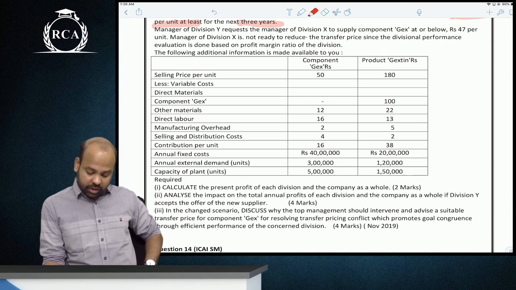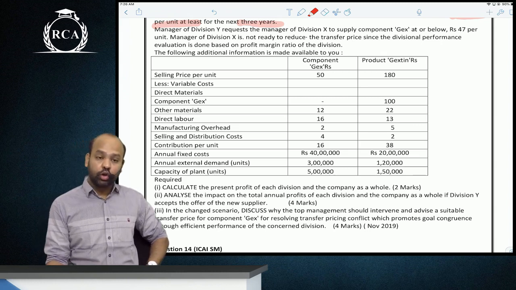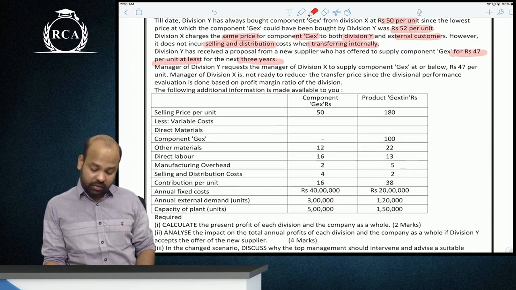In the changed scenario, discuss why the top management should intervene and advise a suitable transfer price for component GX for resolving the transfer pricing conflict, which promotes goal congruence through efficient performance of the concerned divisions.